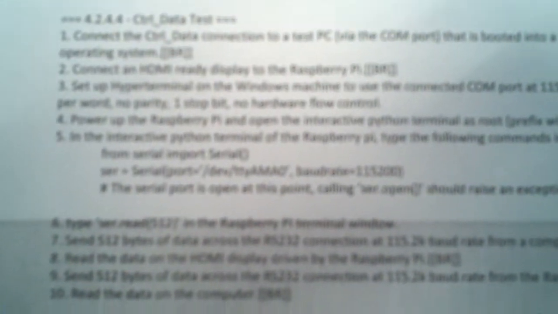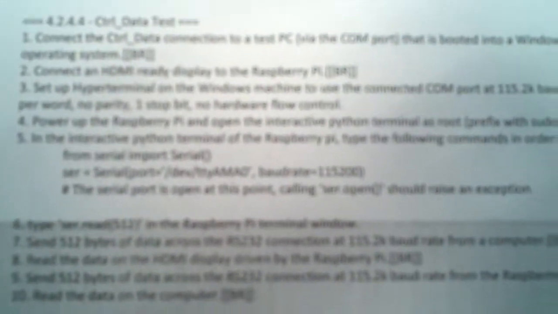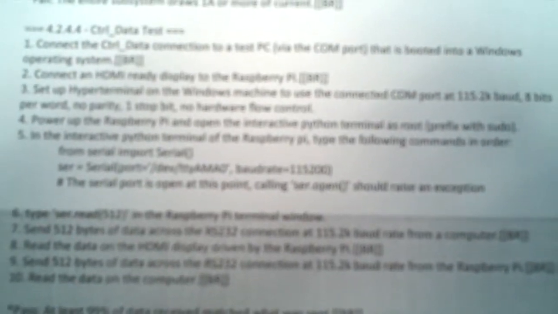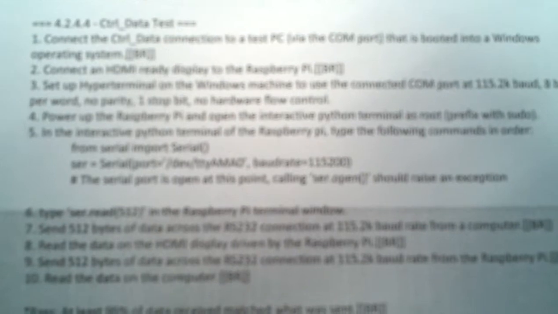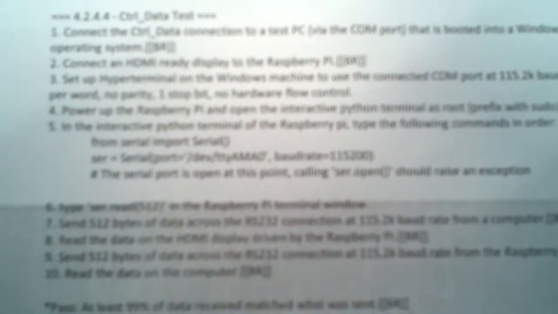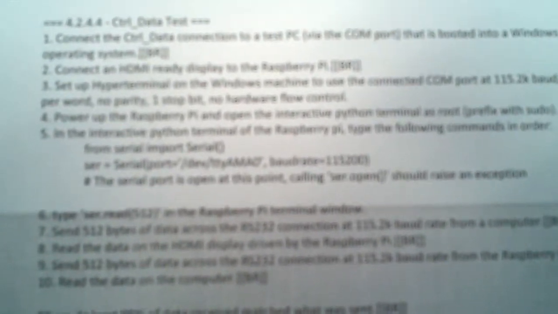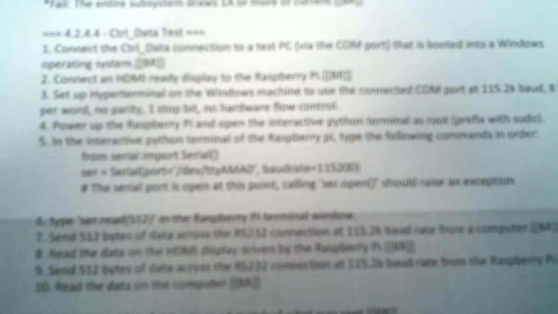This is Kyle Thompson performing the control data test for the main control unit of the Raspberry Pi of the large-scale Tetris clone project. So the first step is to connect the control data connection to a test PC using its COM port, and this PC needs to be booted into a Windows operating system.